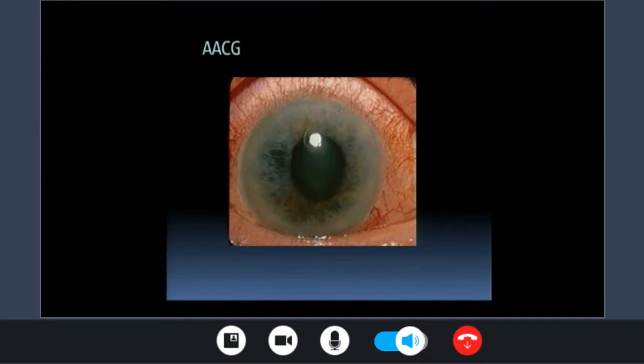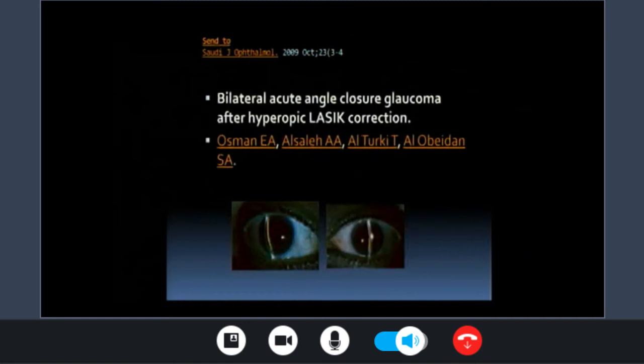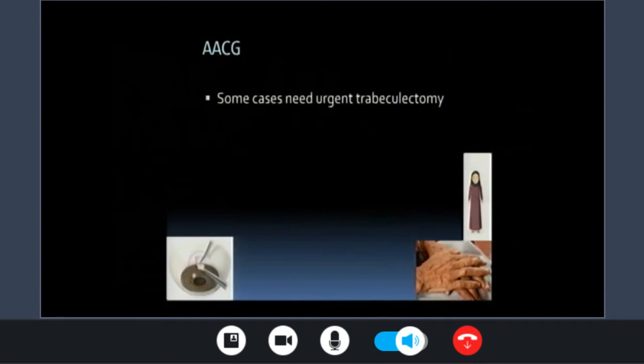Angle closure glaucoma is simple. You always come to emergency, and the majority of cases respond to systemic Diamox, beta blocker, followed by pilocarpine, and you can do laser YAG iridotomy in emergency. As this patient presented with bilateral angle closure glaucoma after hyperopic laser correction to emergency, and they were managed nicely by laser iridotomy. But not always is the condition like that.